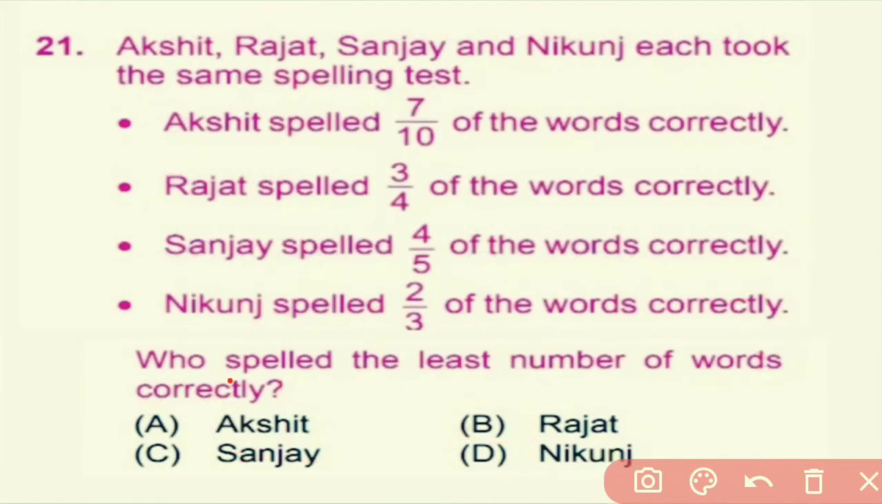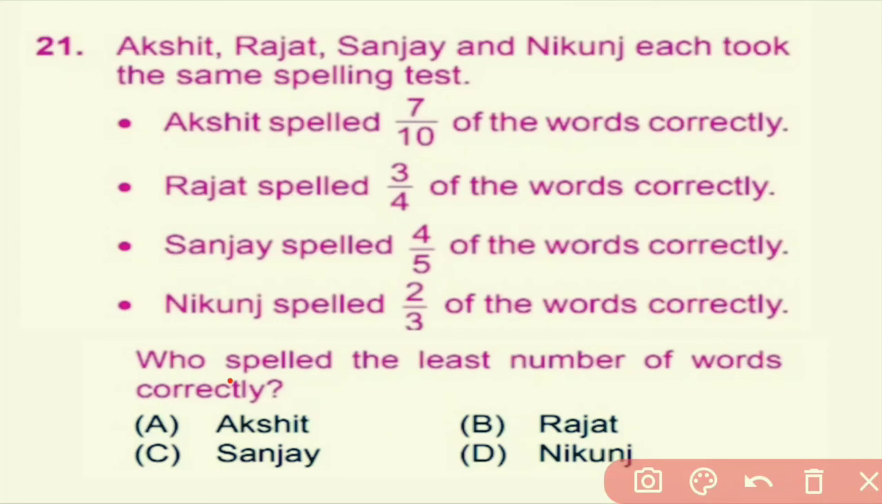Question number 21. Akshit, Rajat, Sanjay and Nikunj each took the same spelling test. Akshit spelled 7 by 10 of the words correctly. Rajat spelled 3 by 4 of the words correctly. Sanjay spelled 4 by 5 of the words correctly. Nikunj spelled 2 by 3 of the words correctly. Who spelled the least number of words correctly?